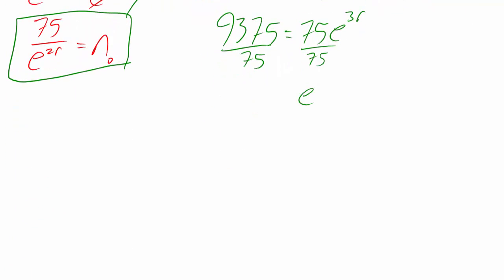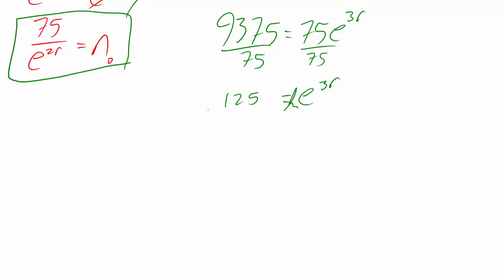And we get e to the 3r equals 125. Alright, so now we want to get the r by itself, so we have to get rid of that e. So the way we're going to do that is by taking the natural log of both sides.